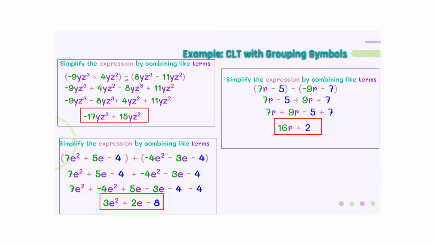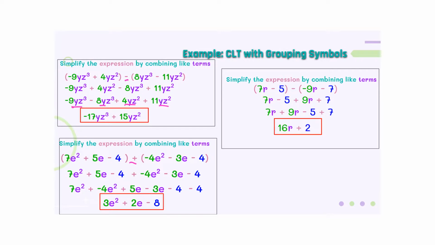So I'm left with negative 9yz cubed plus 4yz squared minus 8yz cubed plus 11yz squared. When I rearrange it to put my like terms next to each other, and then I simplify, I get negative 17yz cubed plus 15yz squared. In this problem, I'm adding the two grouping symbols. So all I have to do is remove the grouping symbols and rearrange.